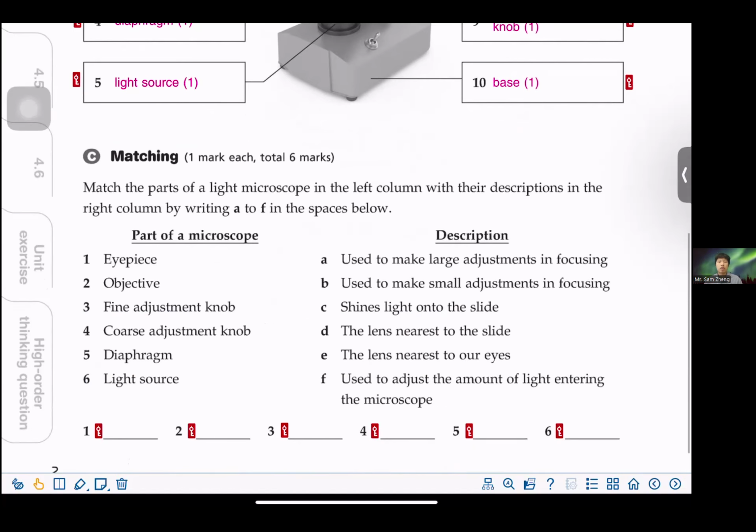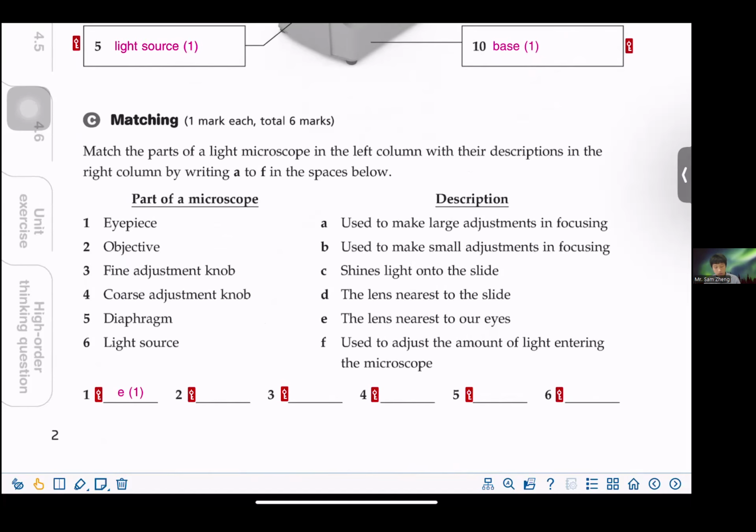Here are some descriptions corresponding to the different parts of the microscope. As I already mentioned their basic functions, I will not go through them with you. Here is the answer. And remember, you are required to write down the letter.